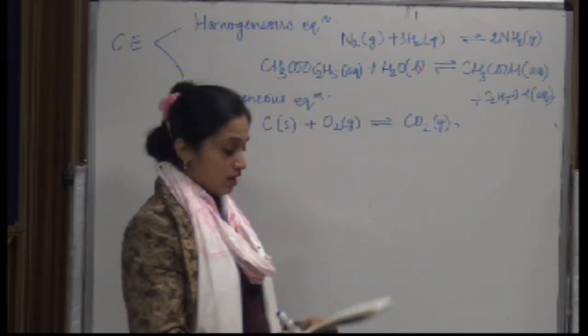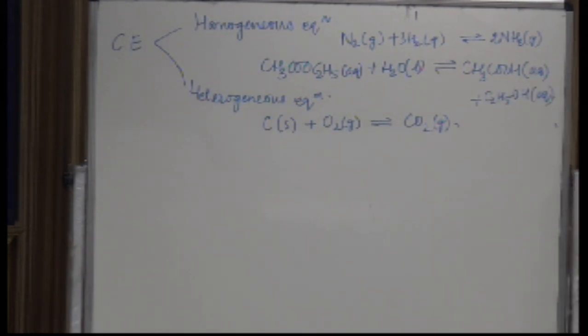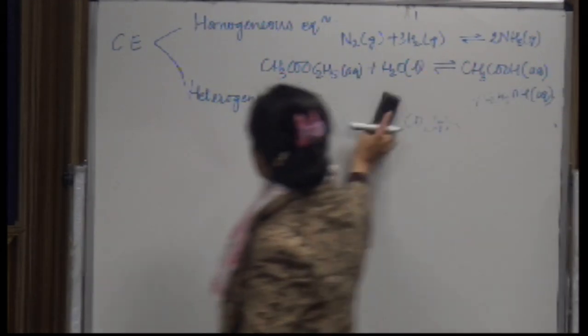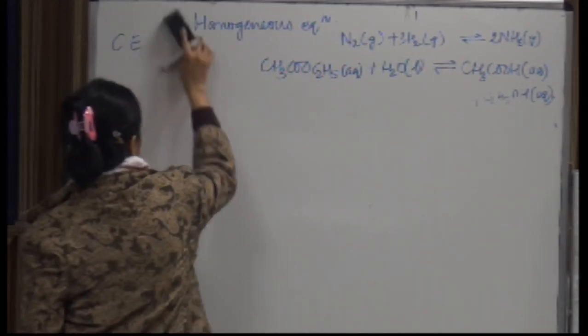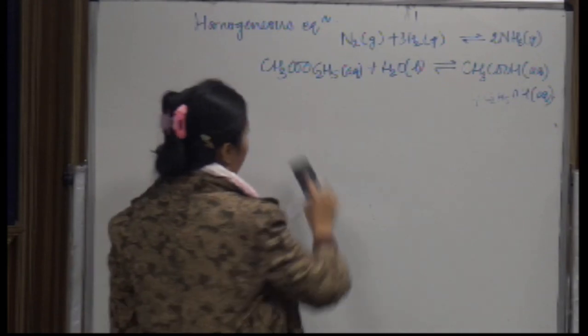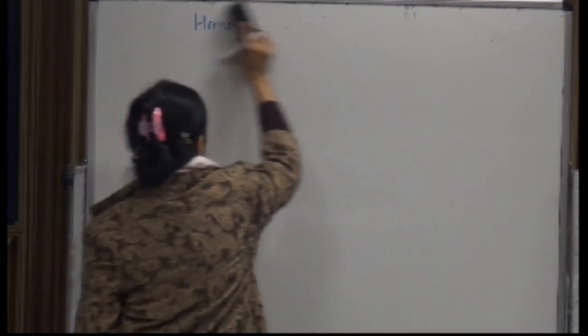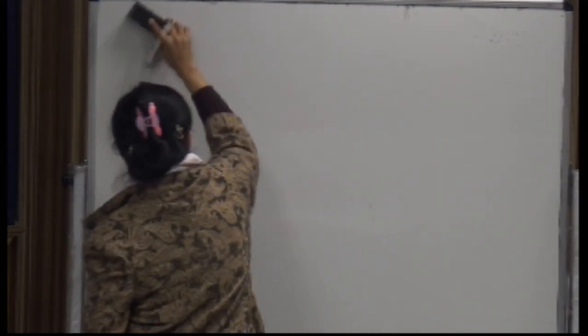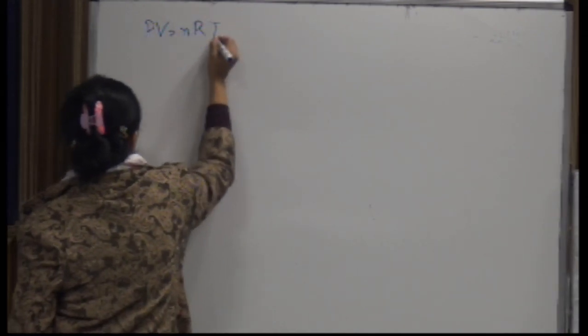Done? So now after talking about homogeneous and heterogeneous equilibria, there's another important thing we can talk about right here itself. I'll come back to the heterogeneous equilibria, but whenever you have anything in the gaseous form and you talk about ideal gases, which equation do you talk about? The ideal gas law equation. What is that? PV is equal to nRT.